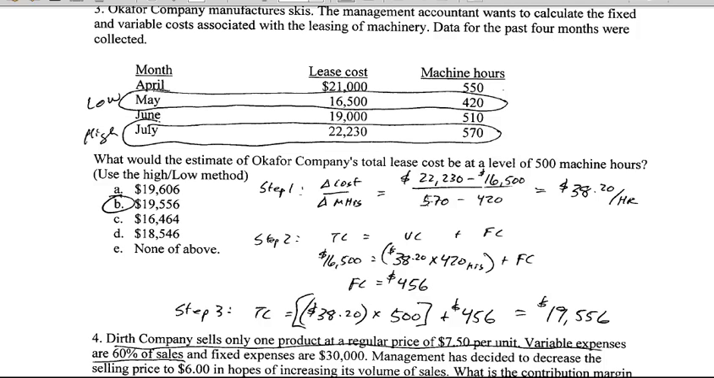Now the question is asking what would the total cost be at a level of 500 machine hours. So you're looking for the total cost. You know that the fixed portion is going to be $456. You had to find that using the high-low method. Then for the variable cost, you plug in the variable cost per unit that you calculated and multiply it by the 500 machine hours. So the total cost is $19,556.